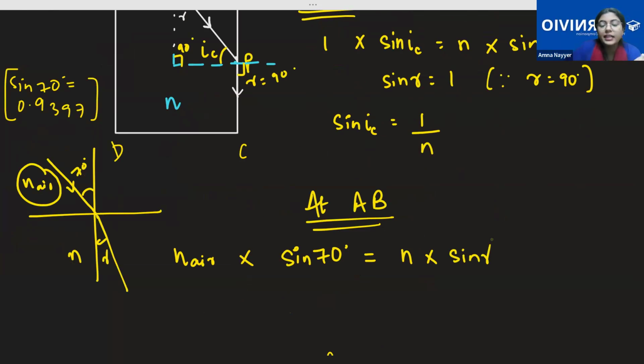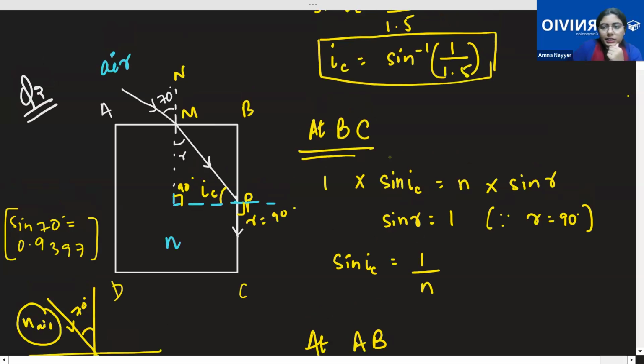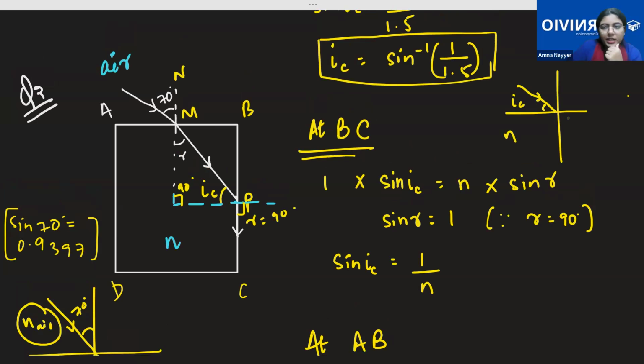Not 90 degrees, why 90? This is not BC, this is AB, this surface we are referring to. We've already applied Snell's law there. Here the angle of incidence was the critical angle, refractive index was N, the angle of refraction was 90 and this was air. N of air into sine 90 is equal to N into sine IC. This is how you have to apply Snell's law: refractive index of one medium into sine of the angle in that medium is equal to the other medium's refractive index into sine of the angle present in that medium.